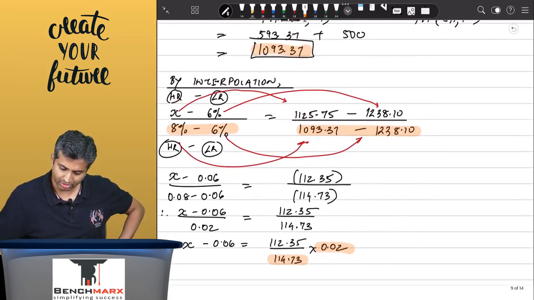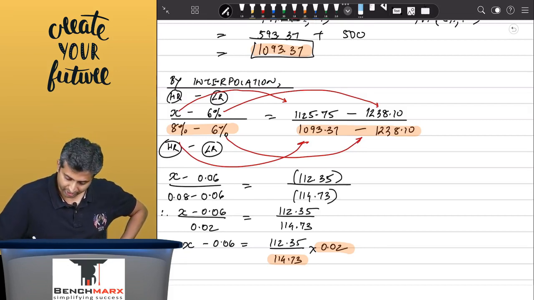One second, have I equated it or not? No, I have not equated it. 1125.75 minus 1238.1, and this is 1093.37 minus 1238.1, which is 144.73.